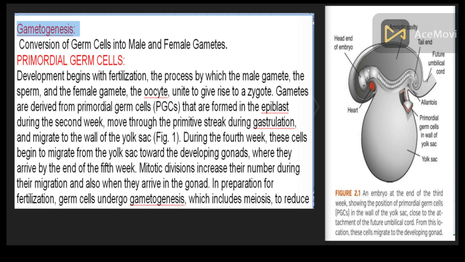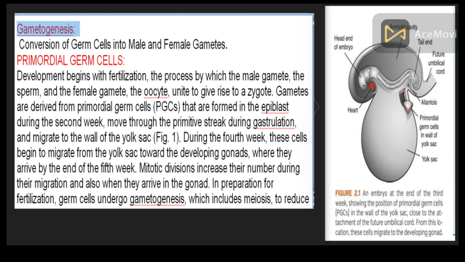Gametes are derived from primordial germ cells, PGCs, that are formed in the epiblast during the second week, move through the primitive streak during gastrulation, and migrate to the wall of the yolk sac, Fig. 1. During the fourth week, these cells begin to migrate from the yolk sac toward the developing gonads, where they arrive by the end of the fifth week. Mitotic divisions increase their number during their migration and also when they arrive in the gonad.